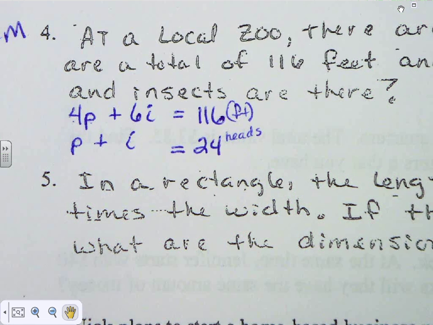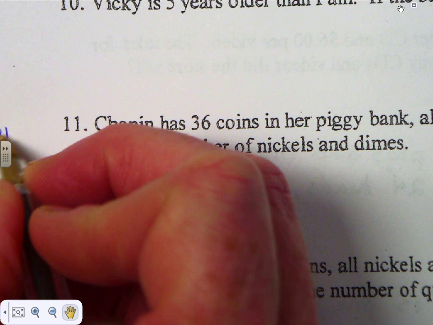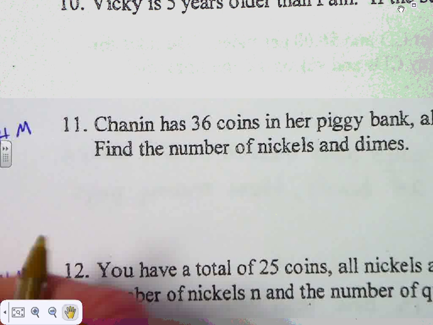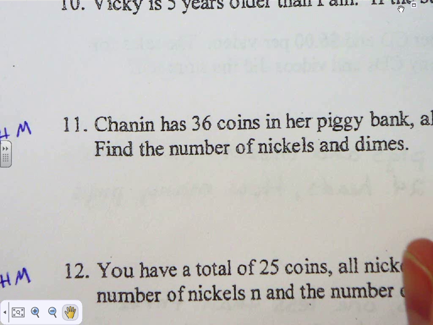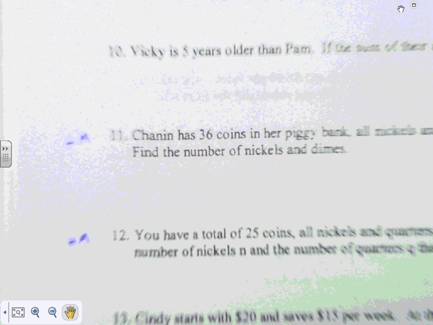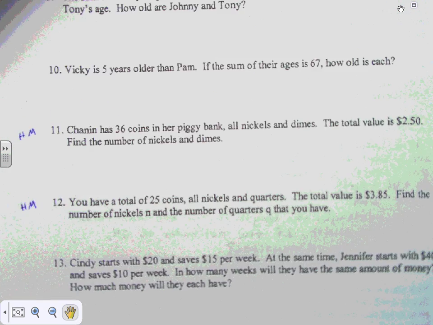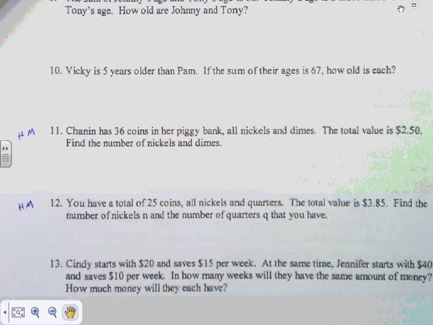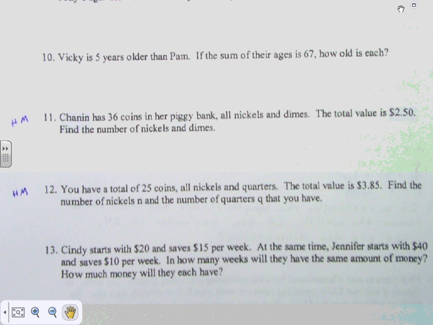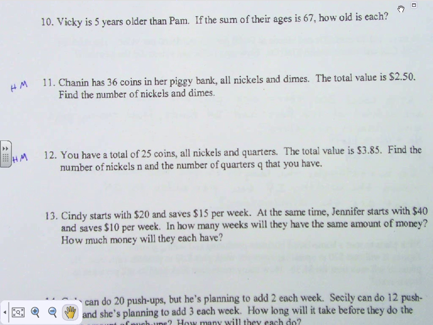So, okay, flip it over and let's look at numbers 11 and 12. 11's a how much, how many? And 12 is a how much, how many. So that is the total of your homework, but I'm going to help you set up number 11 as well, because students always mess the value of money up. Okay, let's look at number 11. Shannon has 36 coins in her piggy bank, and they're all nickels and dimes. The total value is $2.50. Find the number of nickels and dimes that she has.